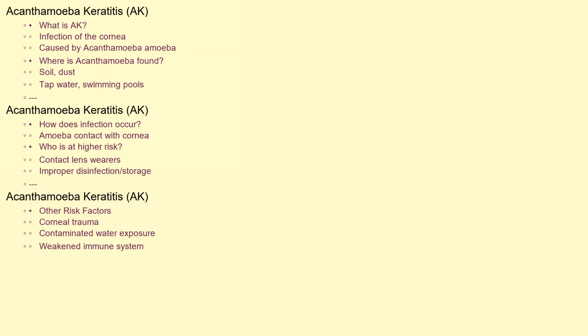Acanthamoeba keratitis, or AK, is primarily caused by a microscopic amoeba called Acanthamoeba. These amoebae are commonly found in soil, dust, tap water, and even swimming pools. Infection usually occurs when these amoebae come into contact with the cornea, the clear front surface of the eye. Contact lens wearers, particularly those who don't properly disinfect or store their lenses, are at a significantly higher risk. Other risk factors include trauma to the cornea, exposure to contaminated water, and a weakened immune system.